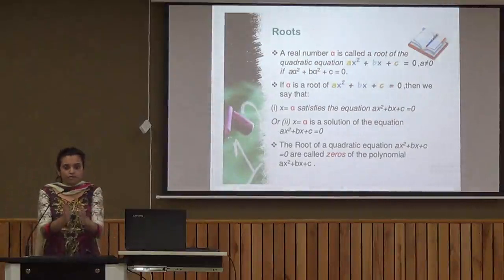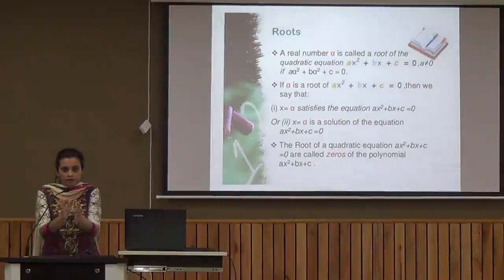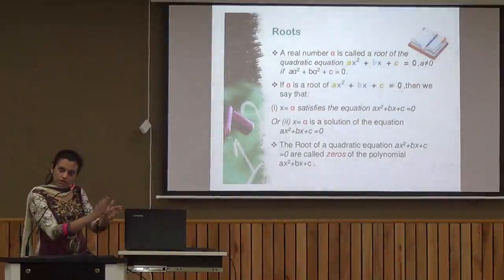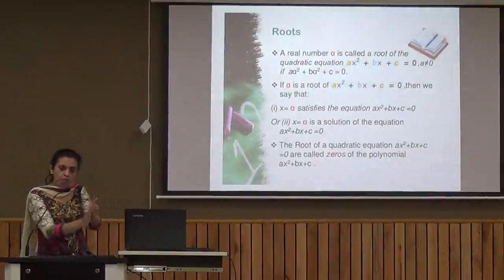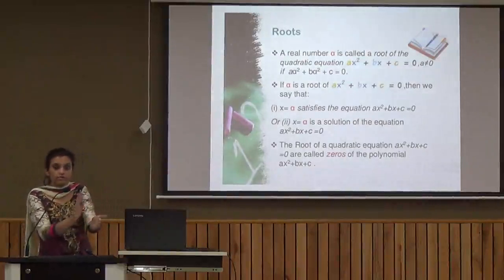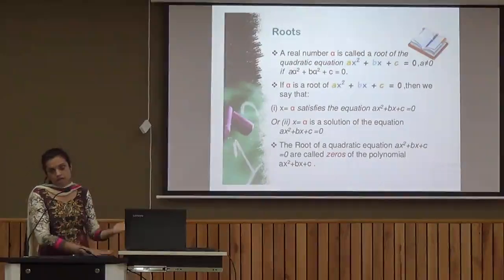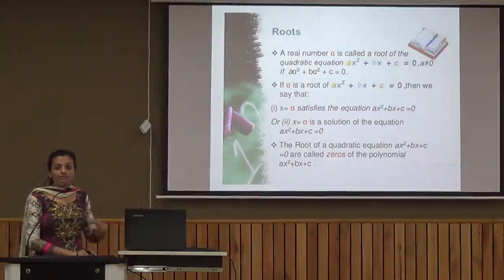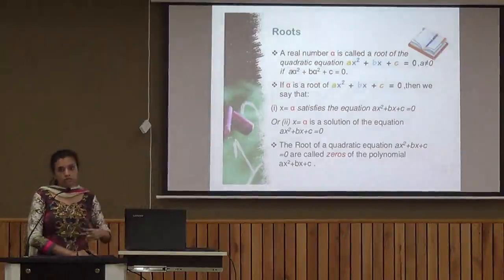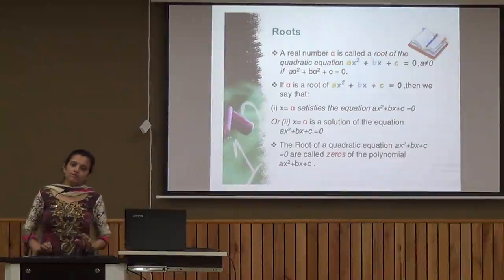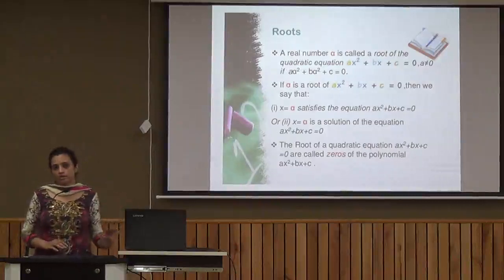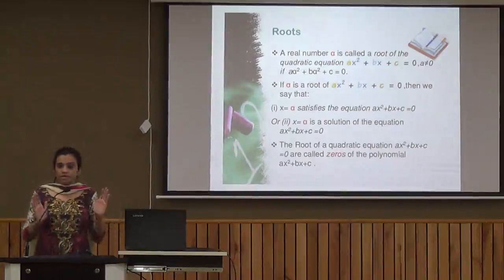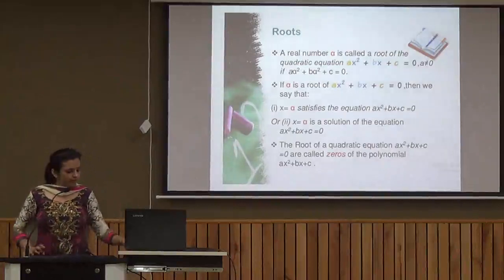The thin line of difference between a polynomial and an equation, the same line holds for the difference between the terms 0 and a root. That's the only difference. And because we have a quadratic equation, we're going to have two roots of this quadratic equation. Or, let's go back, if it's a quadratic polynomial, we're going to have two zeros of a quadratic polynomial. I hope everybody is clear with this concept.